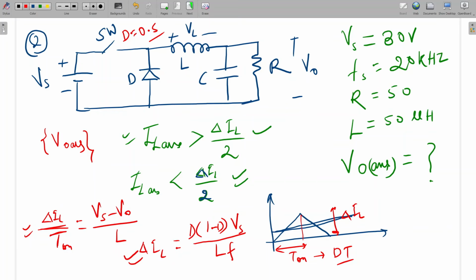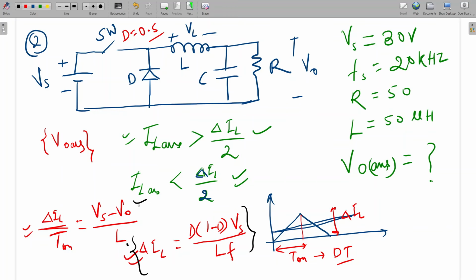Is this equation clear to all? Is it clear or should I explain again? Can anyone reply? It's the delta IL equation. So clear? Okay.